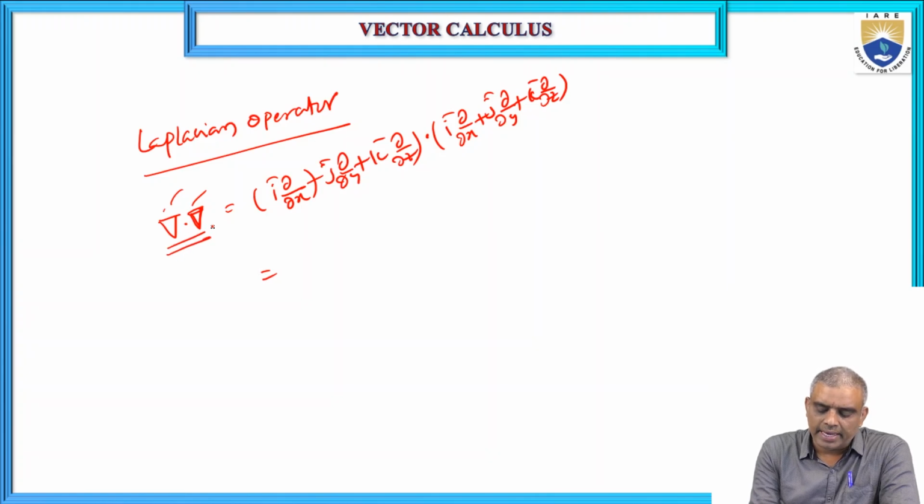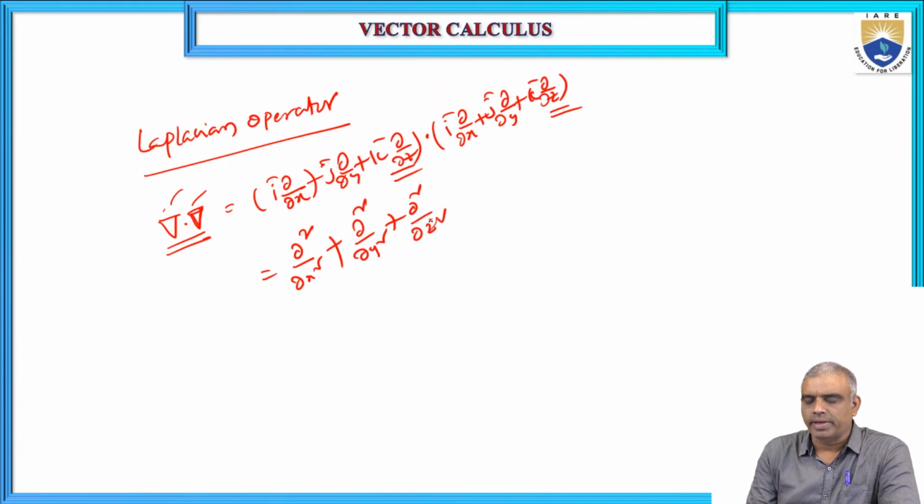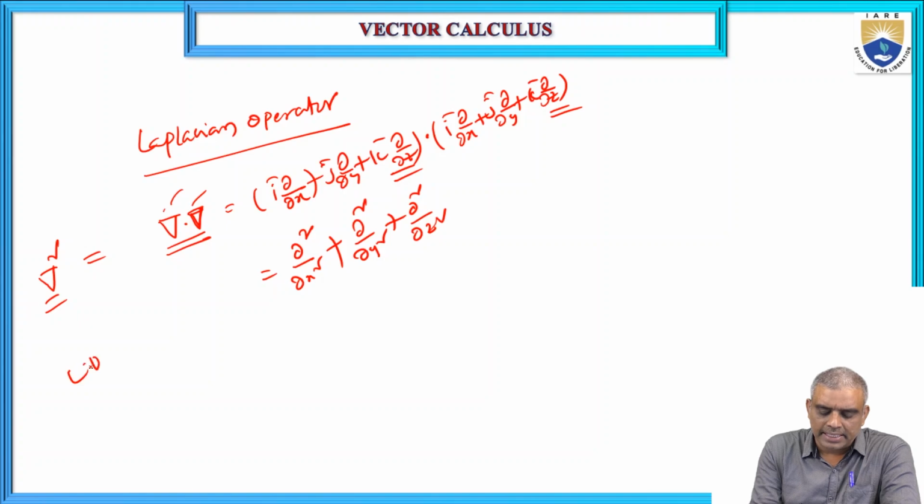Del square is called the Laplacian operator. i bar dot i bar gives ∂/∂x of ∂/∂x, that is ∂²/∂x². ∂/∂y of ∂/∂y is ∂²/∂y². ∂/∂z of ∂/∂z is ∂²/∂z². This is called del square, which is called the Laplacian operator.